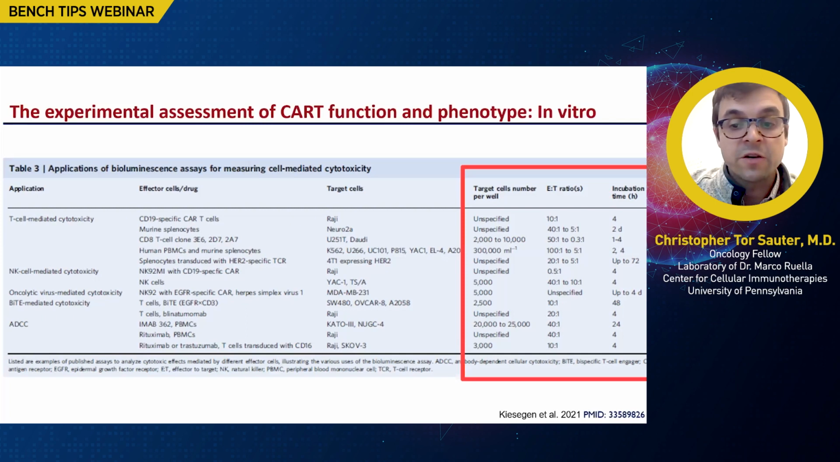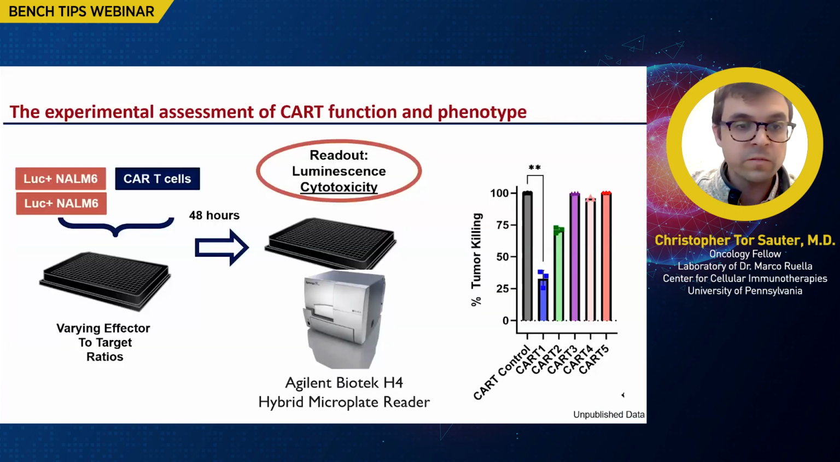I'll also comment that effector to target ratios may be different between CAR T cells and TCR-based cellular products, if that's your area of interest. So just to briefly review how these are set up. In this example, we use NOM6 with the luciferase reporter plated onto a 96-well plate at different ratios with CAR T cells. This can be analyzed at different time points, typically between 3 to 4 days. This is quantified, and then we can qualitatively compare the rate of tumor killing between different novel CAR T cell products compared to a control.